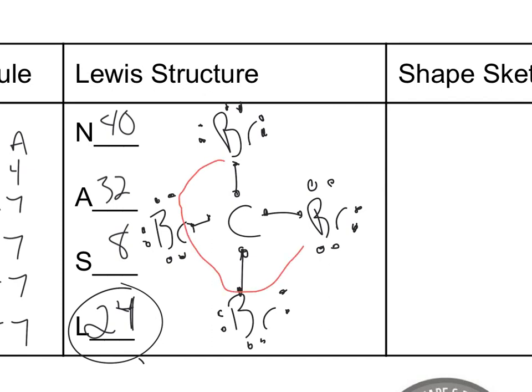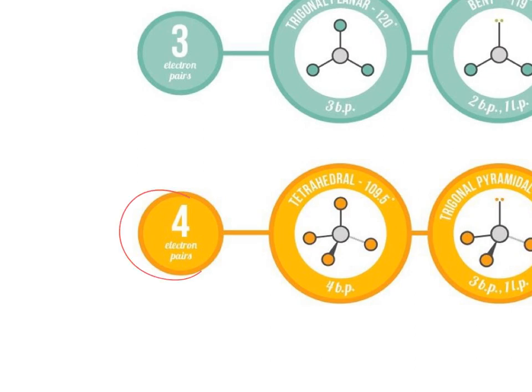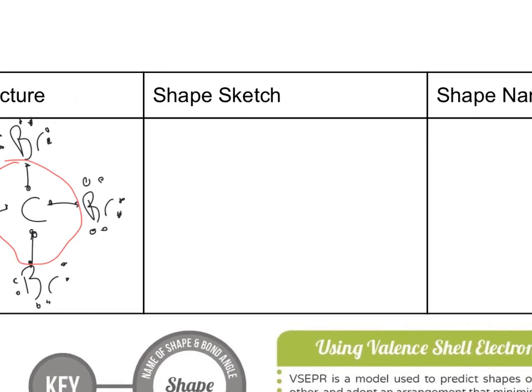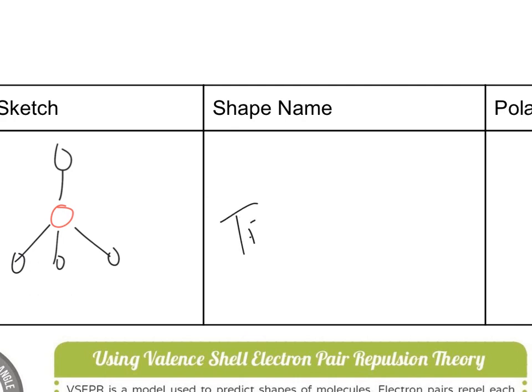Looking at the carbon, just from the point of view of the carbon, this looks just like the last one. 4 bonds, no lone pairs on that center atom, which means we're talking about a tetrahedral shape. Okay, so we're going to draw that sketch again. We've got an atom in the middle, and then 4 atoms around it. The name of that shape is tetrahedral.